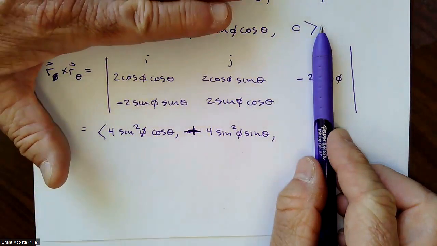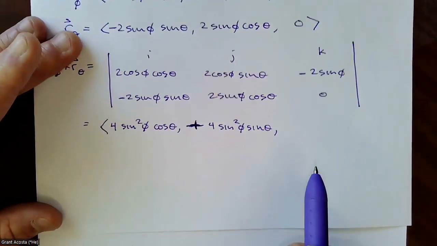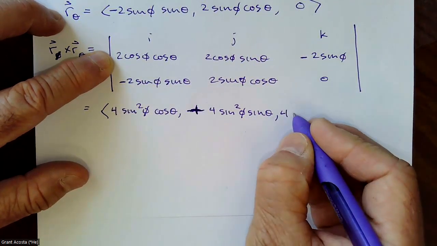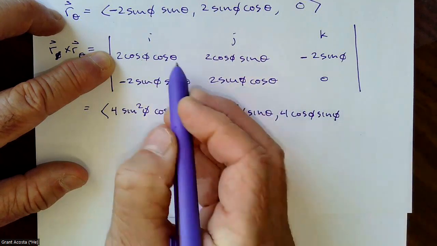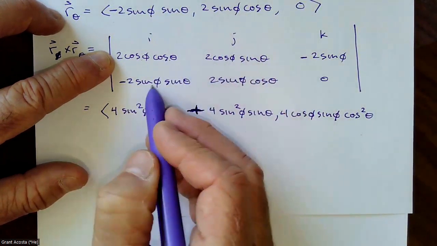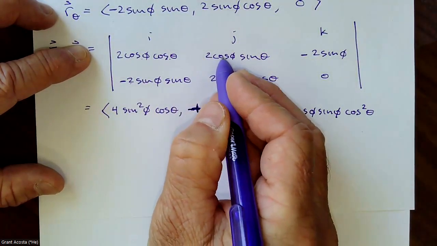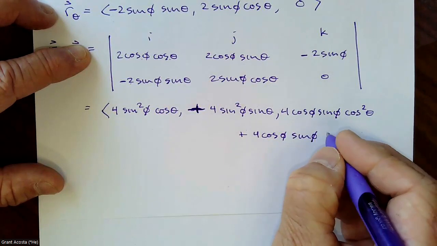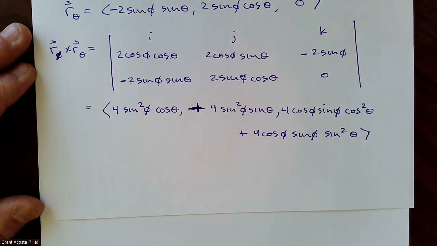And then for my k component, this times this minus this times this, because this is negative, it's going to be a plus. If I do this times this, I'm going to have 4 cosine phi sine phi, but I am going to get cosine times cosine, so that's cosine squared theta. Minus negative, so that's going to be plus 4 cosine phi sine phi sine squared theta. So that looks like a mess.